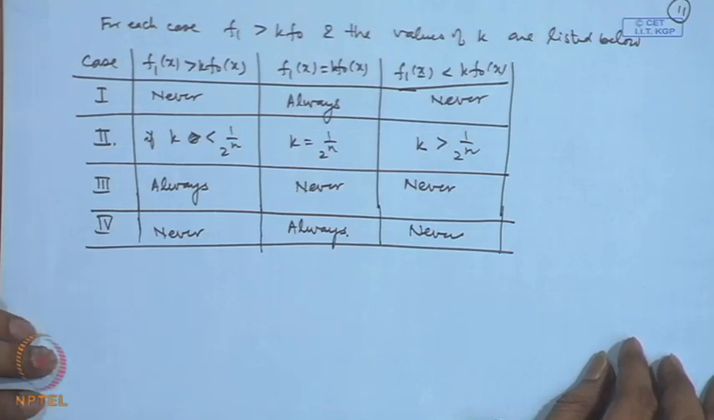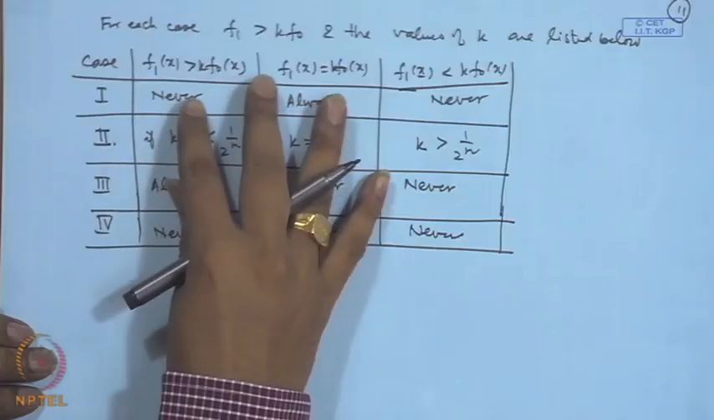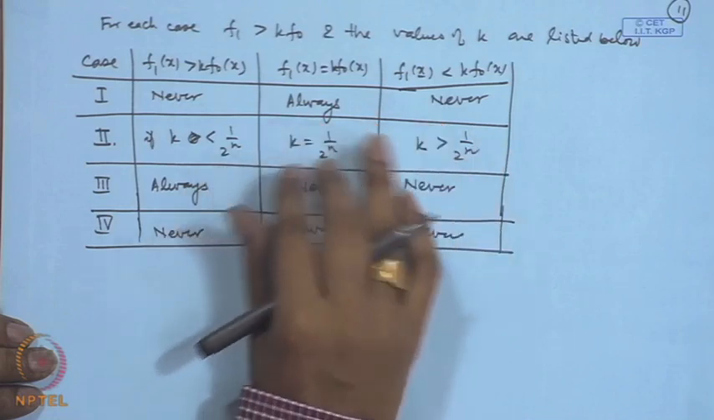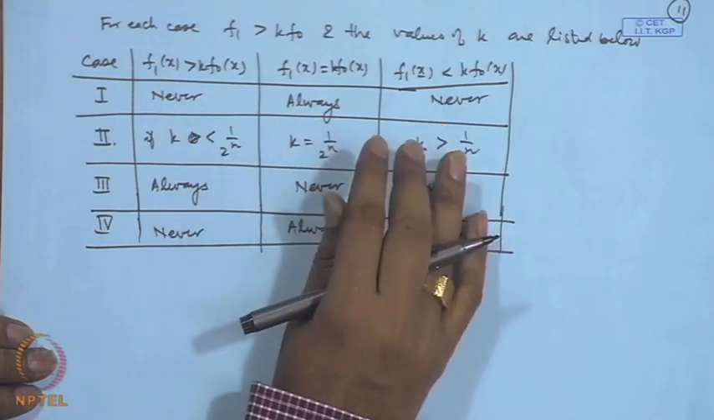So, now based on this, we should tell when to reject H naught and when to accept H naught. That means, dependent upon these four cases and the choices of k, we should give what is the test function, and at the same time we should also tell whether the probability of type 1 error equal to alpha can be achieved for a given value of alpha.